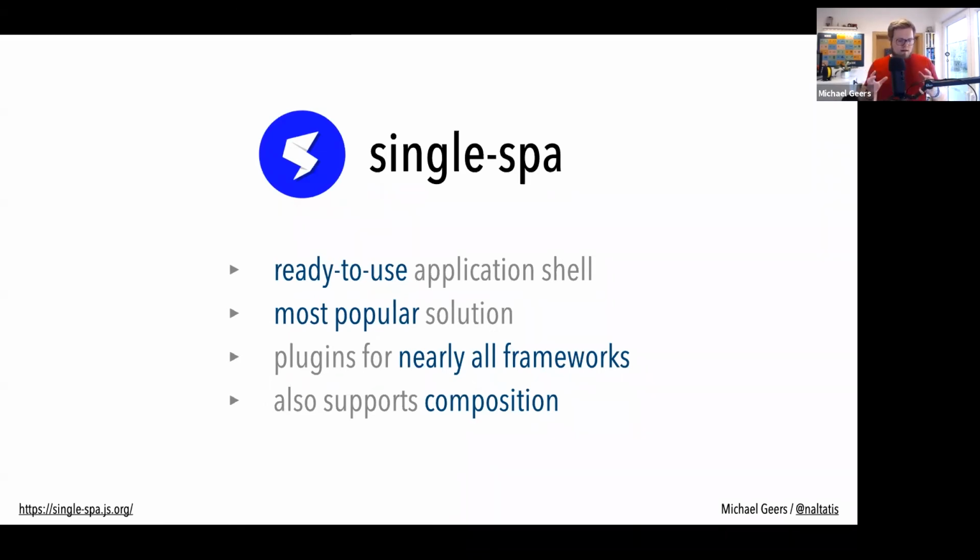So this one is more of a library than a framework. It's a ready-to-use application shell. It has integrations for nearly all frameworks. So it's very easy to wrap your Vue.js, Svelte, Elm, whatever application you're trying to build, in a way so that single-spa can handle these page transitions for you. And it also has a solution for doing composition. So you can just do the web components way I showed you before, but they also have their own adaptation or their own implementation of doing composition in there.